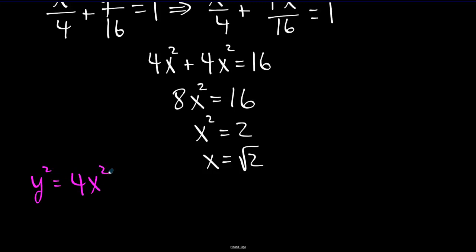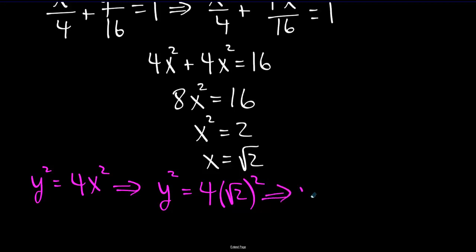That's what we found out earlier. So if that's the case, let me replace x with the square root of 2. And we got that y squared is equal to 4 times the square root of 2 squared, which gives me that y squared is equal to 8, or y equals the square root of 8, 2 square roots of 2, another way to say it.